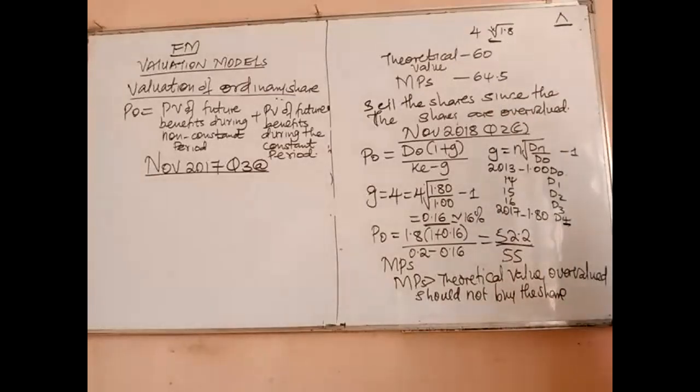So we know the benefits in this case is the dividends. So how do we get the dividends? We have the price earning ratio. We also have the dividend payout ratio.